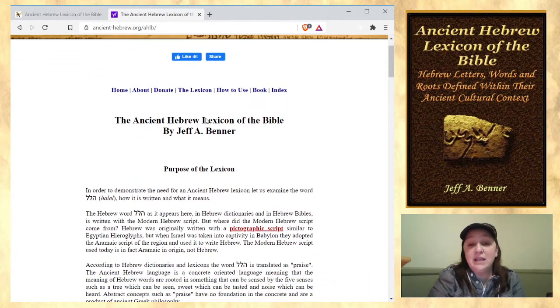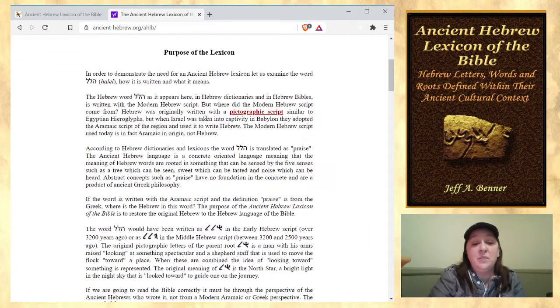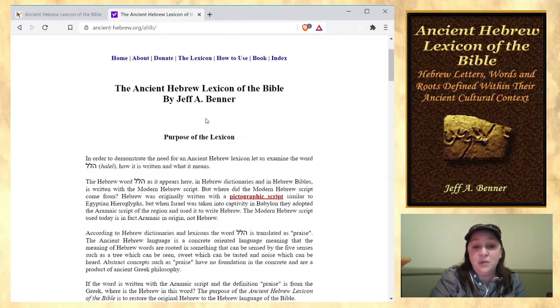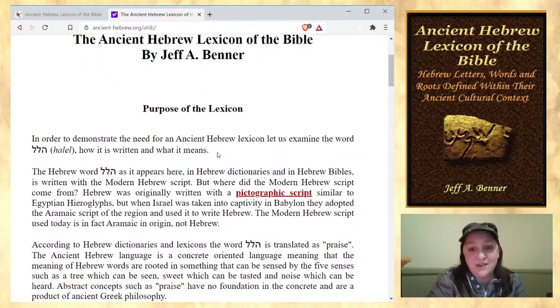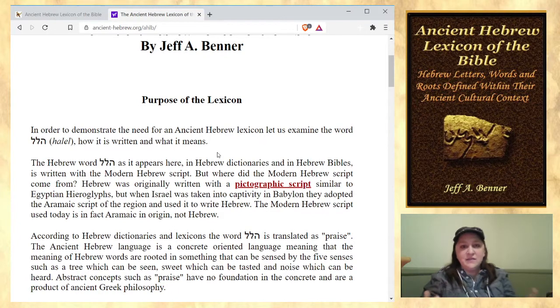And when you get here, the first thing you'll see up here at the top is the purpose of the lexicon. And I'd like to go ahead and read that because I think it gives you a good idea of why this book is important and how it's set up so that you know what you're getting into.